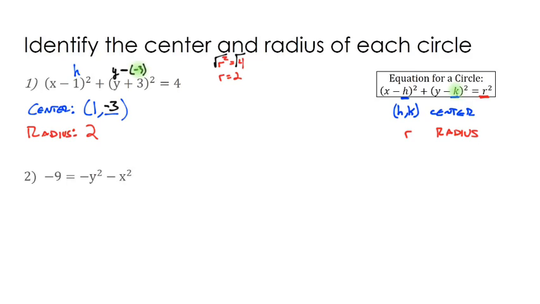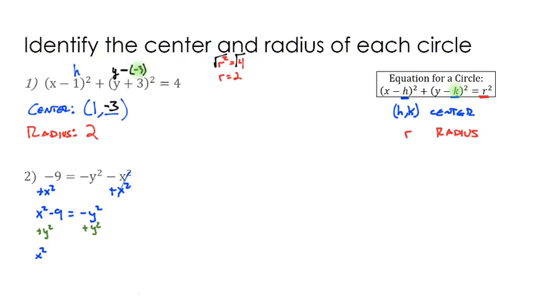Here is our next example. If I look at this next example down here, this one doesn't look anything like this. So what I would like to do is rewrite it so that it looks a little bit more like this form, because then we'll be able to identify the h and the k and the r. So I'll add x squared to each side, so that I'll have x squared minus 9 equals negative y squared. Then I'll add y squared to each side.